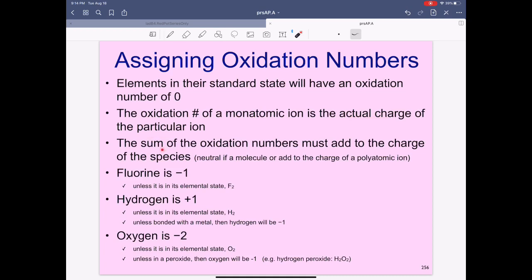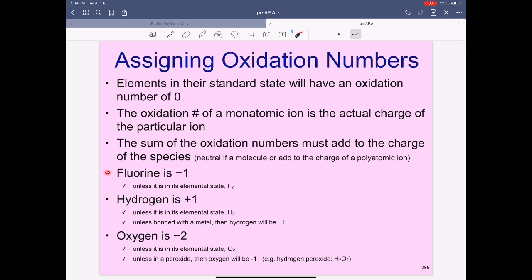If we understand that the sum of the oxidation numbers must add up to the charge of the species, meaning if it's a neutral molecule, the oxidation numbers will add up to 0, or if we're looking at oxidation numbers within a polyatomic ion, the oxidation numbers will add up to the charge of the polyatomic ion. So here are the rules that we should apply in this order.